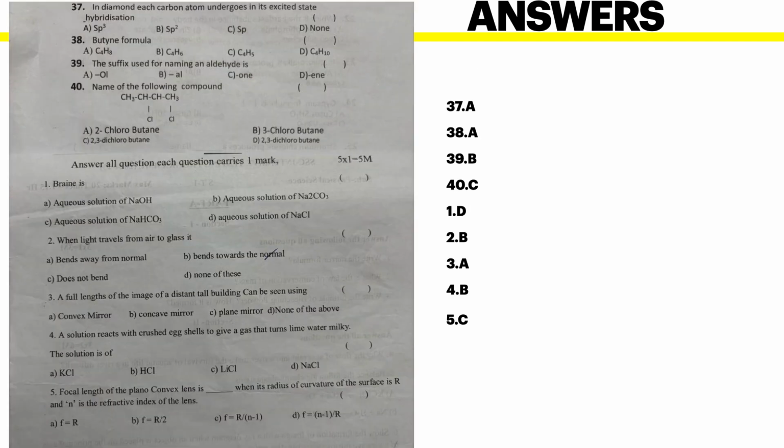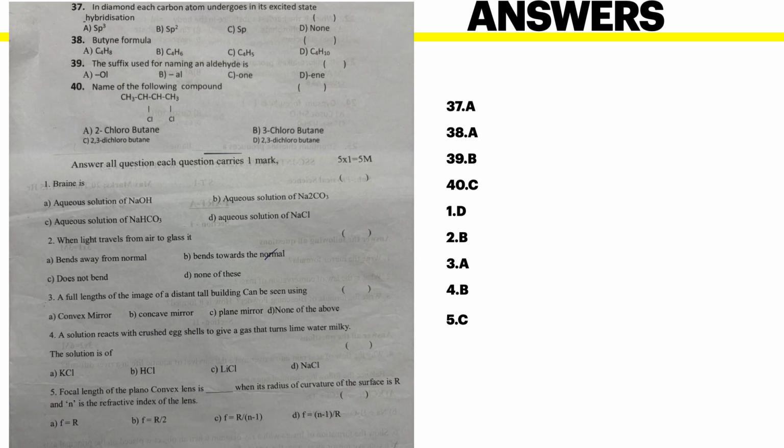Now see the 37th bit. In diamond, each carbon atom undergoes in its excited state dash hybridization. So carbon undergoes sp3 hybridization. So A is the right answer for 37th. Next one, for 38th, the butane formula, that is C4H8. A is the right answer.